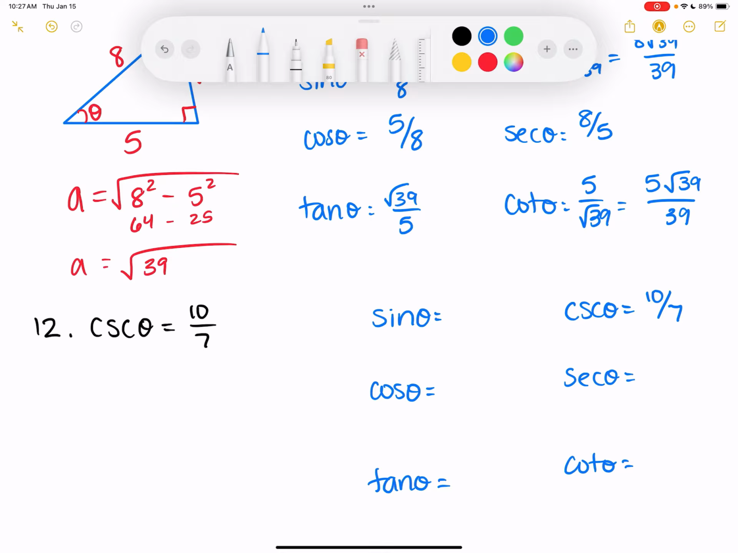It stopped really fast. All right, so cosecant is 10 over 7, so that means sine is what? 7 over 10. So I'm going to use that to set up my triangle. 7 on the side, 10 on top.